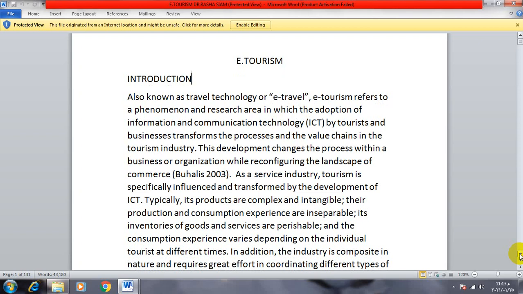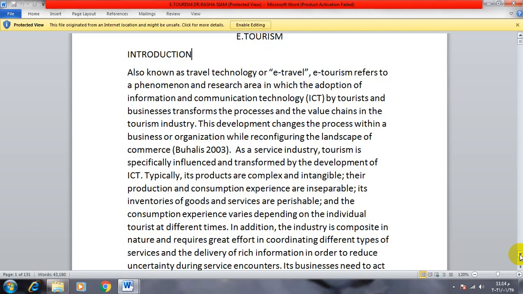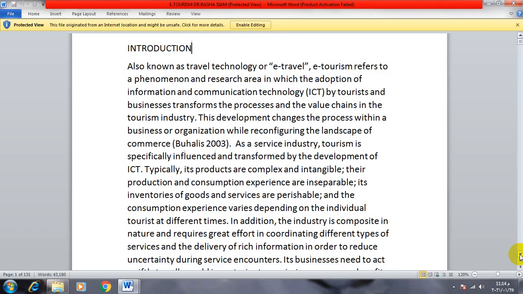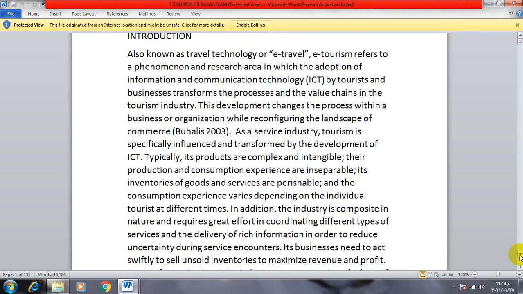In addition, the industry is composite in nature and requires great effort in coordinating different types of services and the delivery of rich information in order to reduce uncertainty during service encounters. Its business need to act swiftly to sell unsold inventories to maximize revenue and profit.